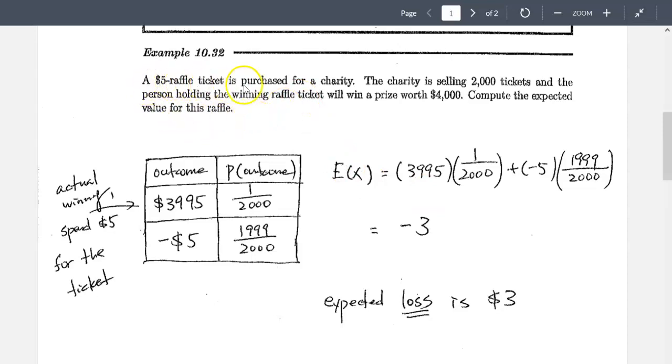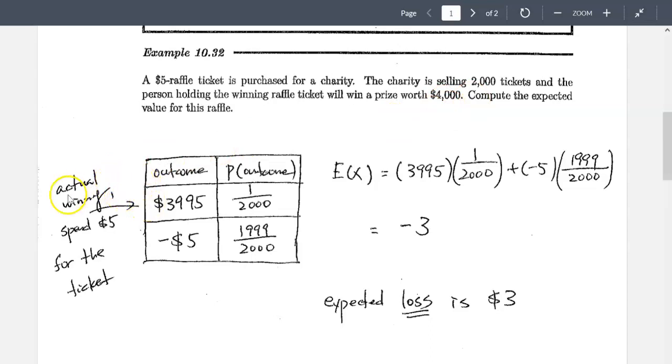A $5 raffle ticket is purchased for a charity. If the charity is selling 2,000 tickets and the person holding the winning raffle ticket will win a prize worth $4,000, compute the expected value for this raffle. So what you want to consider is all the possible outcomes and the probability of them. Say if you're the lucky winner, you win the grand prize of $4,000.